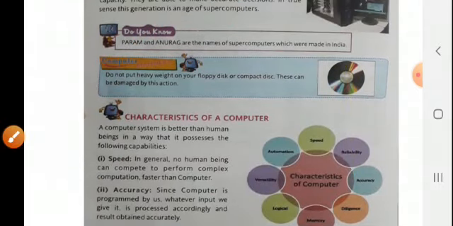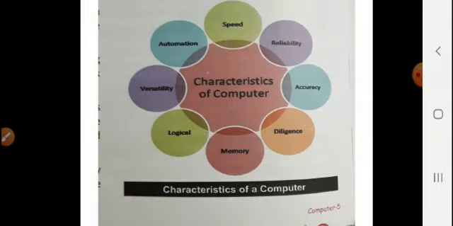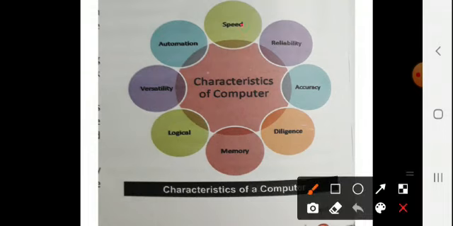Then our next topic is the characteristics of a computer. Okay, a computer is an electronic machine that is very useful nowadays. Okay, all our online work is going through the same thing. So we can easily mention the characteristics of a computer. So what are the characteristics? First of all, its speed.